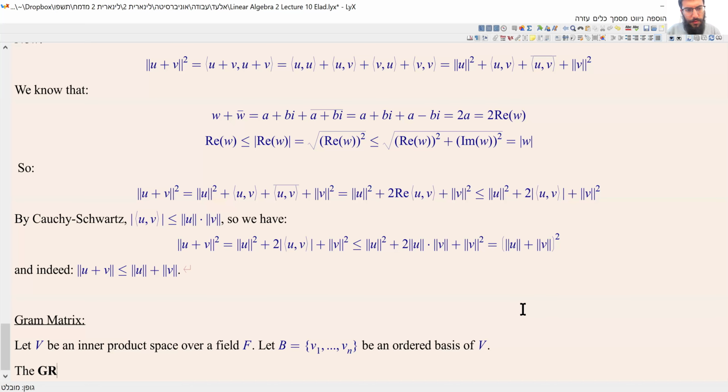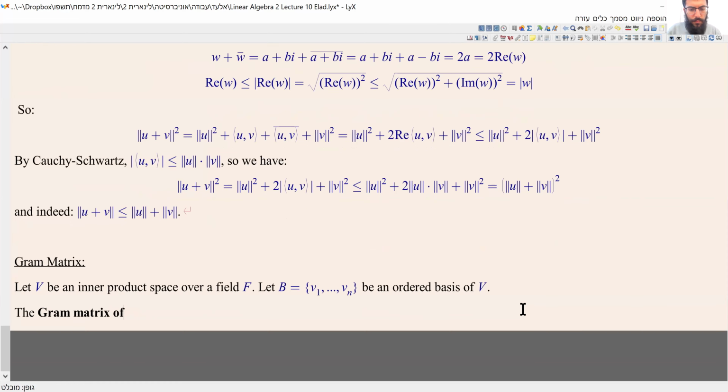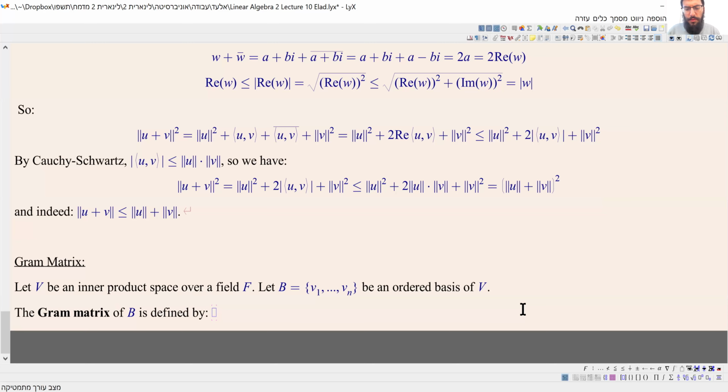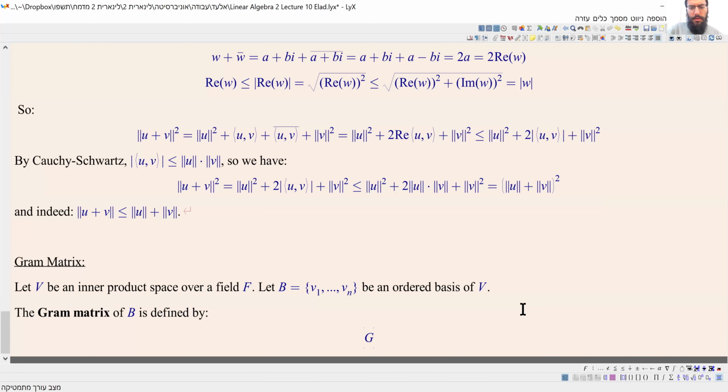The Gram matrix of V is defined by, first of all, it is denoted by GB or something like that.